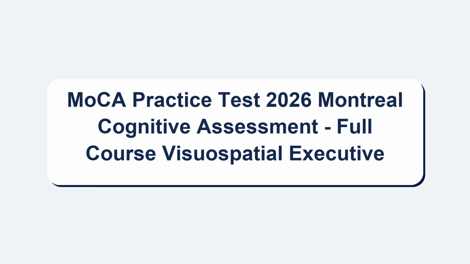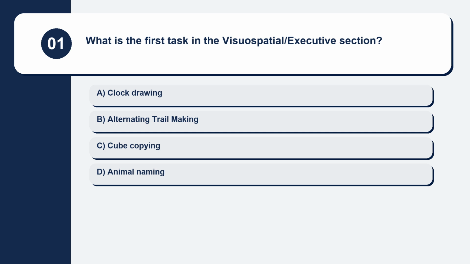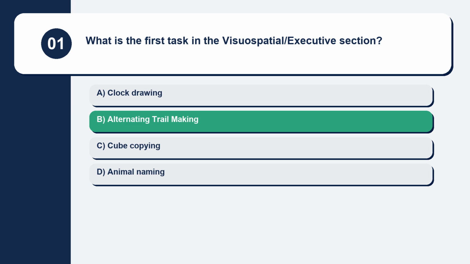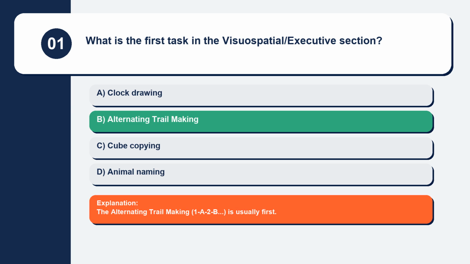MoCA Practice Test 2026, Montreal Cognitive Assessment, Full Course, Visuospatial/Executive. Question 1. What is the first task in the Visuospatial/Executive section? Clock drawing, alternating trail making, cube copying, animal naming. The alternating trail making, 1A-2B, is usually first.